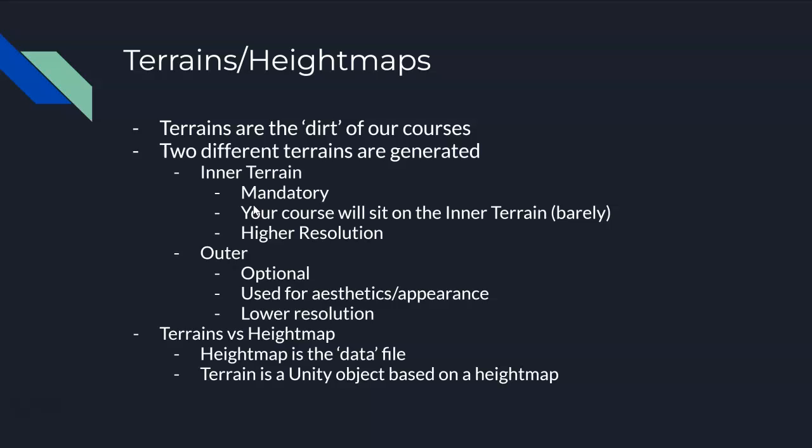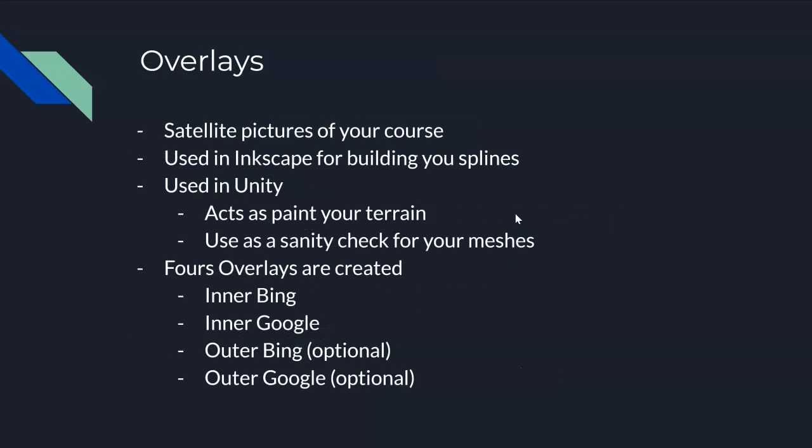The other thing you're going to be doing as part of this LiDAR to terrain free process is creating overlays. An overlay is nothing more than a satellite picture of your course, and you use it in a couple of different ways. One is when we get to Inkscape, you're going to use that overlay image to trace out and build your splines. Your splines are how you identify a green, a semi-rough, a fairway, a rough, maybe a wooded area, tee boxes. But you need an image to show you where this stuff is, and that's where these overlays come into play.